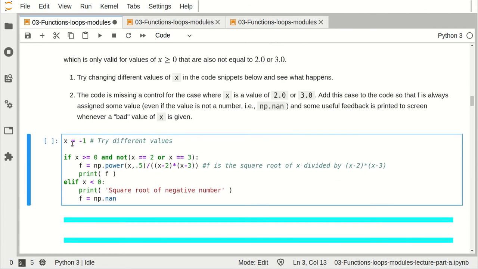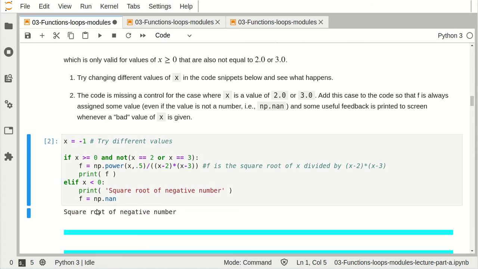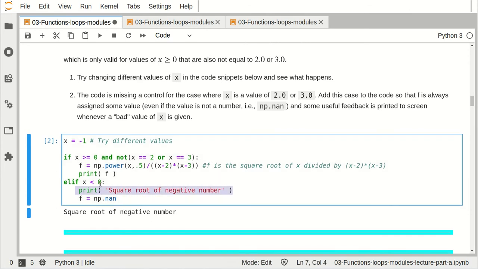So here, if x is equal to -1, we can run this initially. We see that we get the square root of a negative number, and we're printing a useful output. This happens because if x is greater than or equal to 0 and it's not 2 or 3, we will evaluate the function. Else if x is less than 0, we say you're trying to take the square root of a negative number. That's not possible, and it assigns not a number from the NumPy constants to the value of f. So we've assigned a value to f as not a number, and we've printed something useful to the screen for the user.